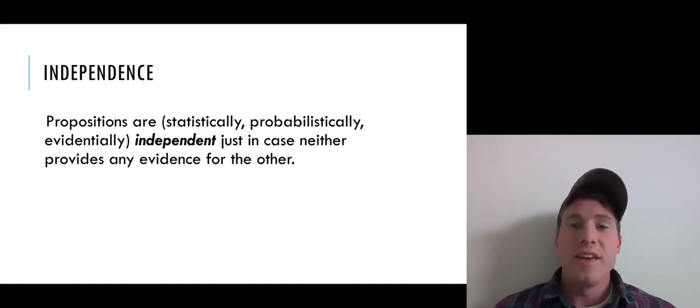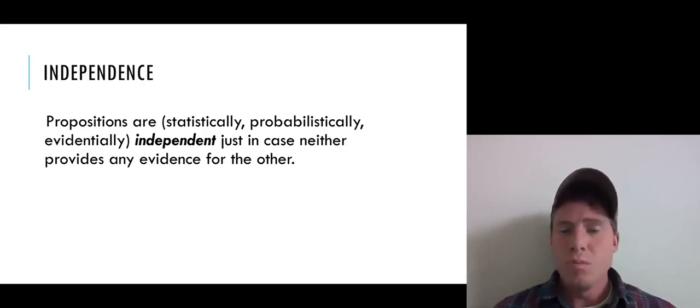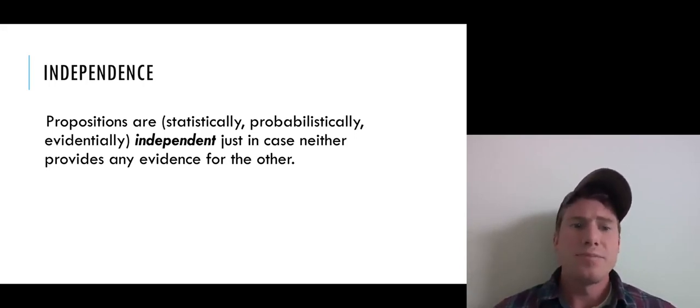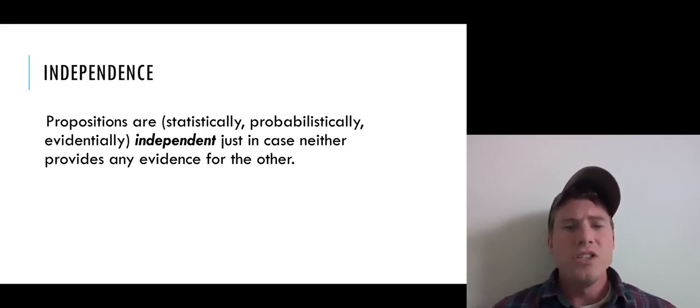Alright, to understand the gambler's fallacy, we first have to understand at least a little bit the notion of independence. This is a notion that we'll work through more formally and more rigorously when we do probability theory in a couple weeks, but we can gain an intuitive sense of it already, just given what we know now. We'll say in general that propositions are independent, and sometimes we say statistically independent, probabilistically independent, evidentially independent. All of these things mean the same thing.